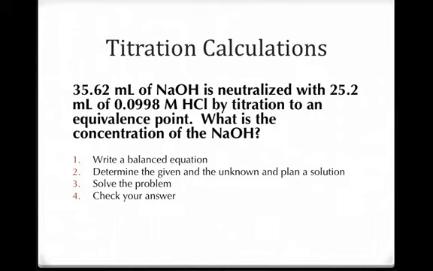So there's a few steps to completing a titration calculation. So here's a problem. 35.62 milliliters of NaOH is neutralized with 25.2 milliliters of 0.0998 molar HCl by a titration to an equivalence point. What is the concentration of the NaOH? All right, so write down the 4 steps that it takes in order to do this problem.